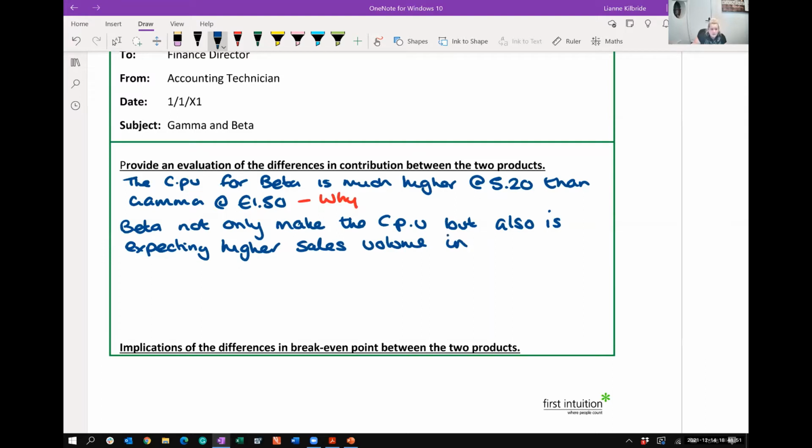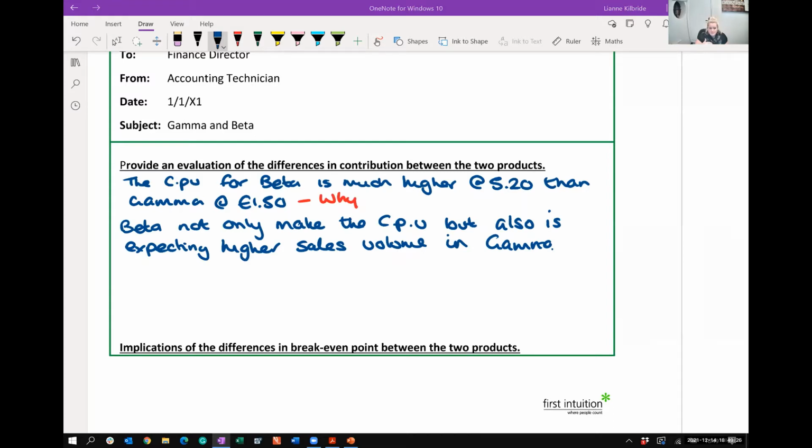Okay, so you're pointing out that you've actually recognised that although beta is giving you that higher contribution, gamma is actually wanting to sell more products. Okay. So for the contribution for beta, even though we're selling fewer products, we need to then do some form of calculations to see how the fixed cost would be covered.